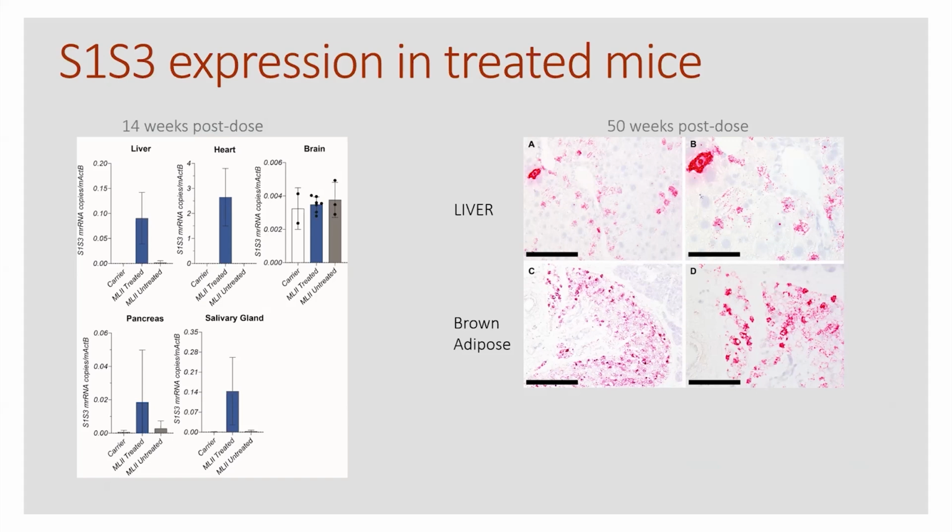On the right is in situ hybridization using RNA, basically RNA FISH. You can see in liver and the brown adipose tissue near the salivary gland at 50 weeks, you can still see good expression of S1, S3 in the treated mice.